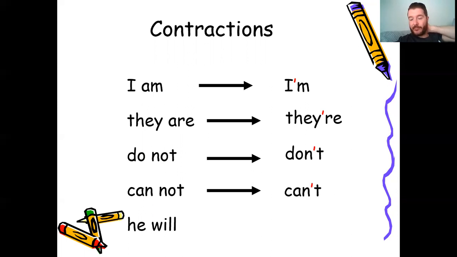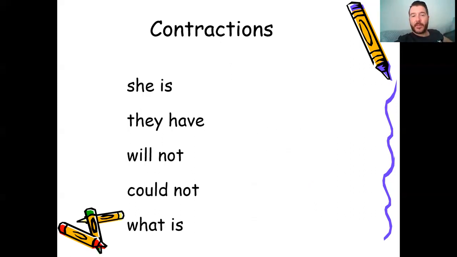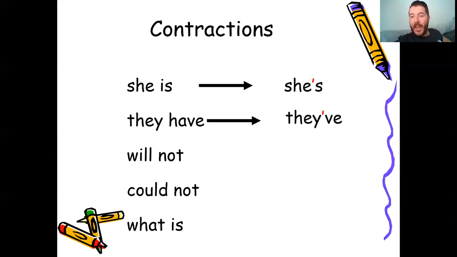Cannot. Can't. Again, the cannot, we've got rid of an extra n and the o to make can't. And he will becomes he'll. We get rid of the w and the i there, squash it together, make he'll. She is. She's. They have. They've. Got rid of the h and the a there.